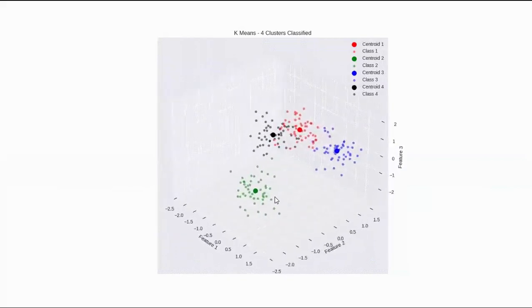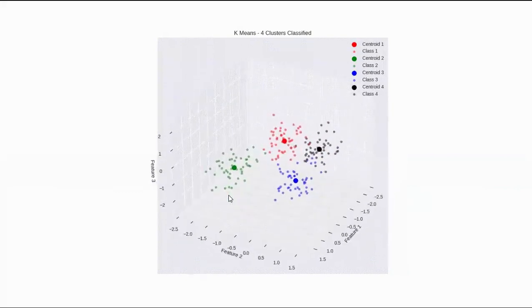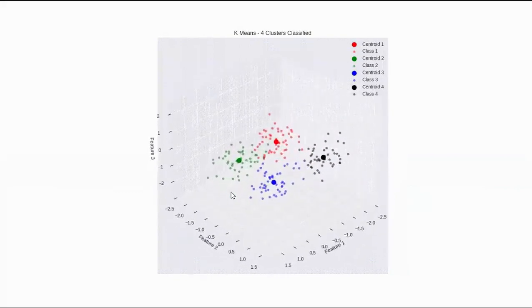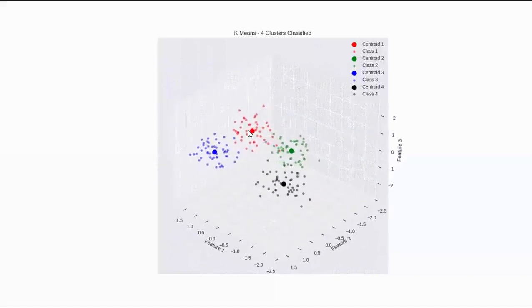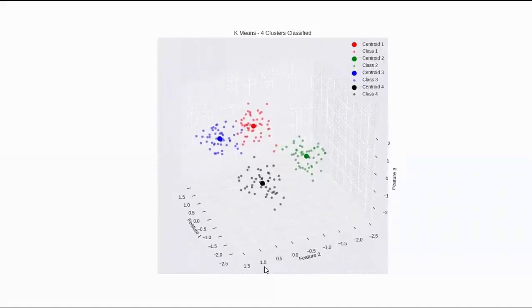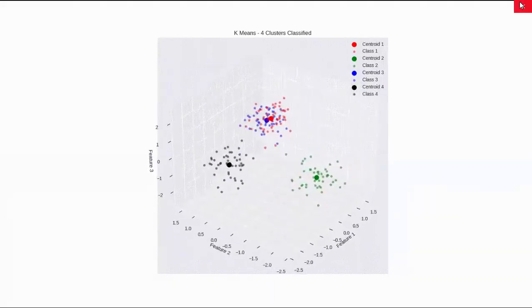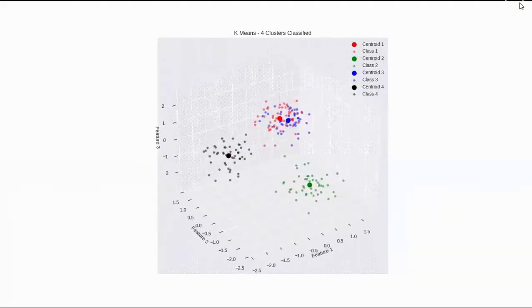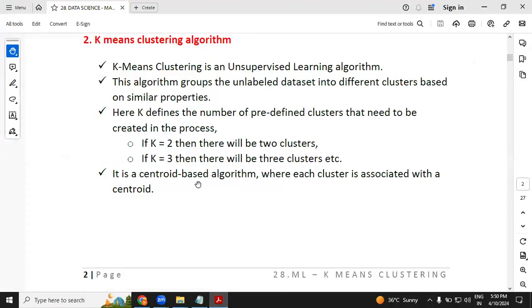Assuming that suddenly one new data point came to this location, it will calculate which centroid it is near: either this green color centroid is near, or this one, or this one. Kindly remind me, I need to upload this diagram for you also. Now read everyone. It is a centroid based algorithm where each cluster is associated with a centroid.